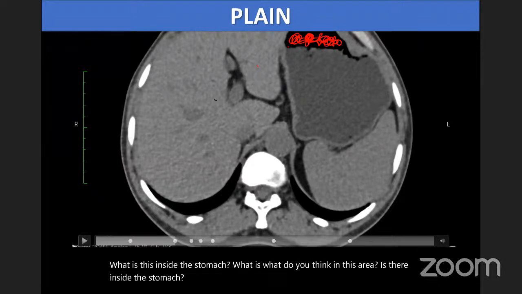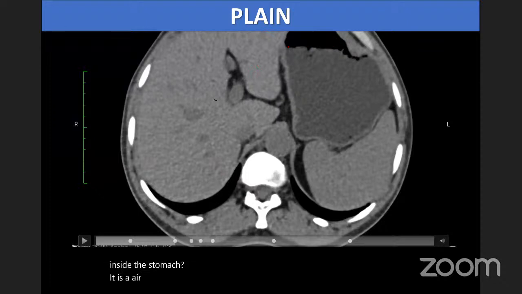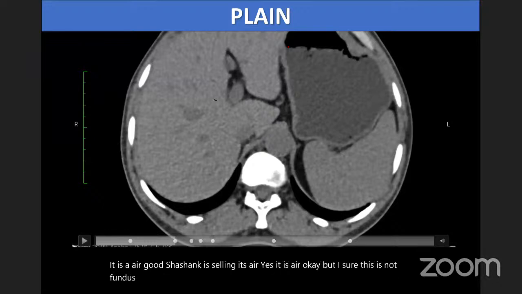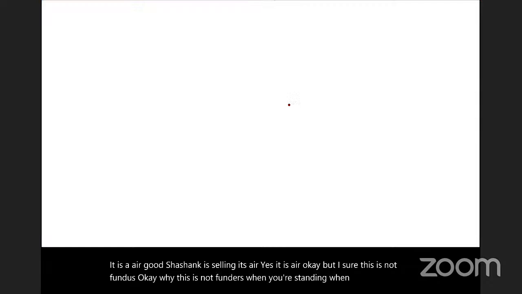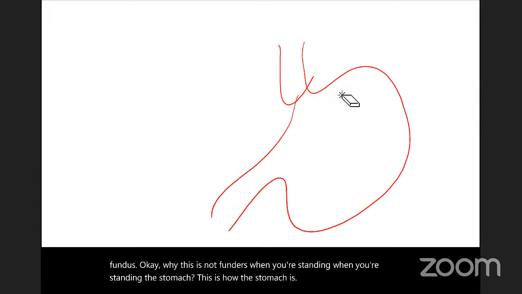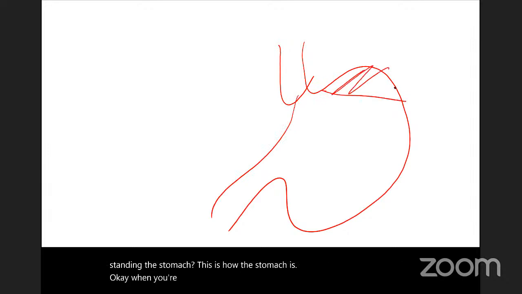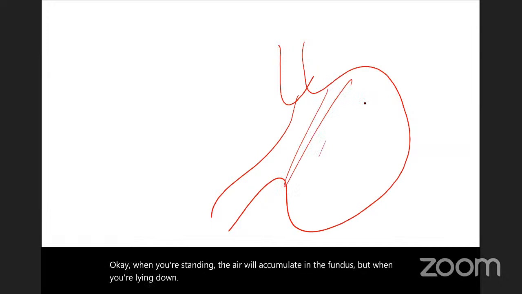It is the air. Good. Shashank is telling it's air. Yes, it is air. But Aishwarya, this is not the fundus. Why is this not the fundus? When you are standing, this is how the stomach is. When you are standing, the air will accumulate in the fundus. But when you are lying down, air will be accumulating throughout.